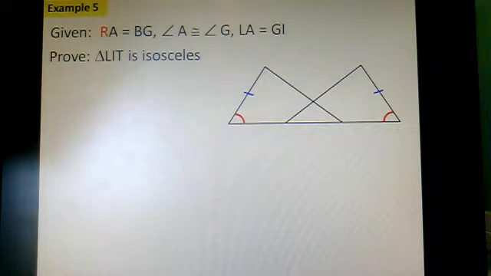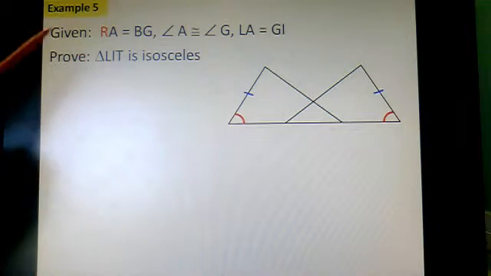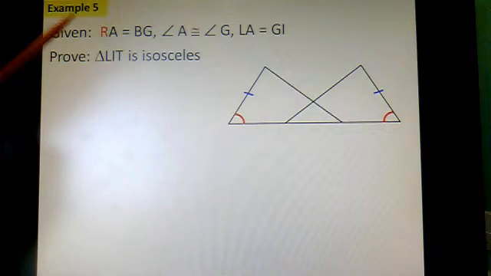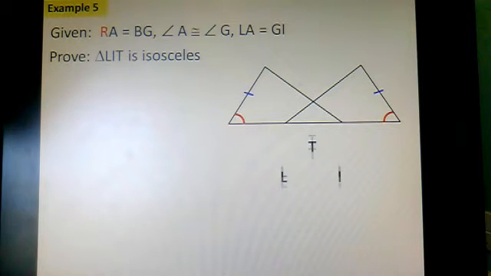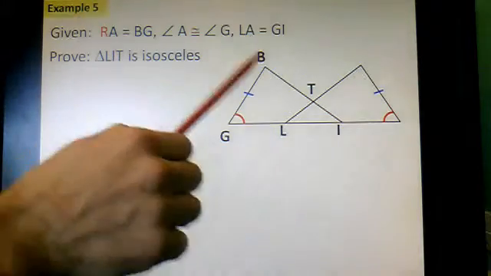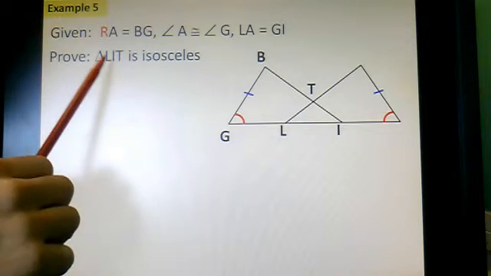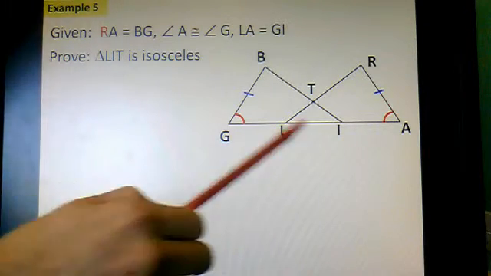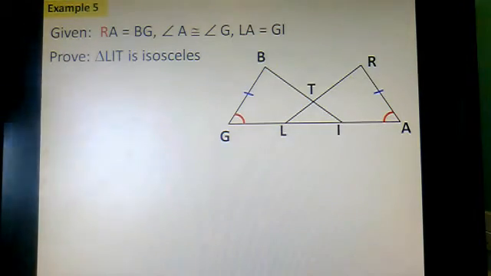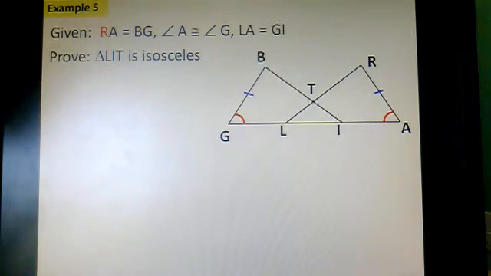Hopefully you had a chance to start it and try it on your own. I did mark a couple of the givens unintentionally on here, and hopefully you change this T on your paper to an R. So you've got segment RA congruent to segment BG, and of course I mentioned the other day that triangle BIG is the bigger triangle on the left. The little triangle in the middle is called triangle LIT, which is the one we're trying to prove is isosceles. And the larger triangle on the right that overlaps it is LAR. So the givens: RA congruent to BG, I already marked that on the drawing unintentionally.